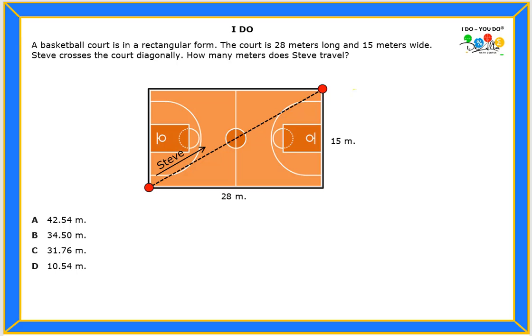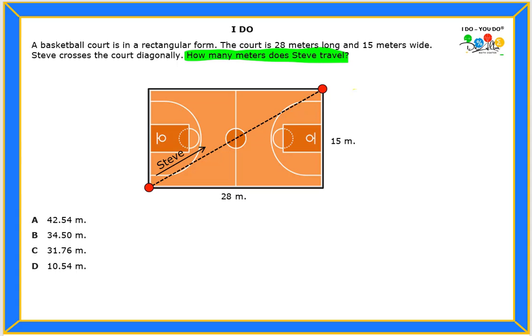And it says, a basketball court is in a rectangular form. The court is 28 meters long and 15 meters wide. Steve crosses the court diagonally. How many meters does Steve travel? So, what is it that I'm looking for?